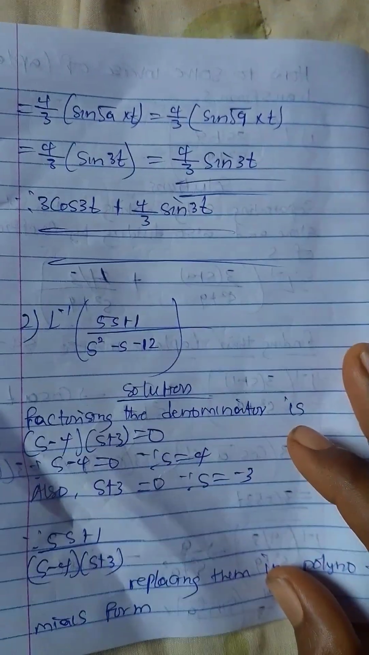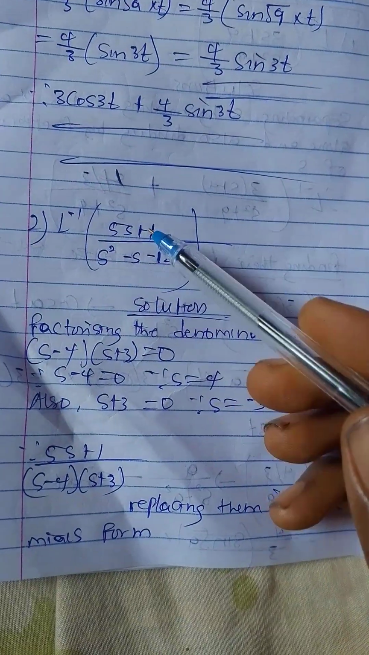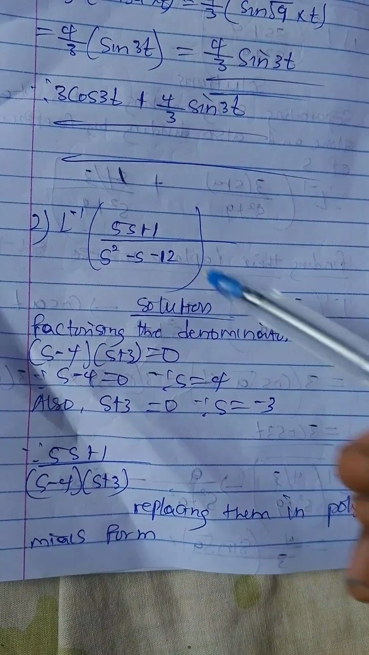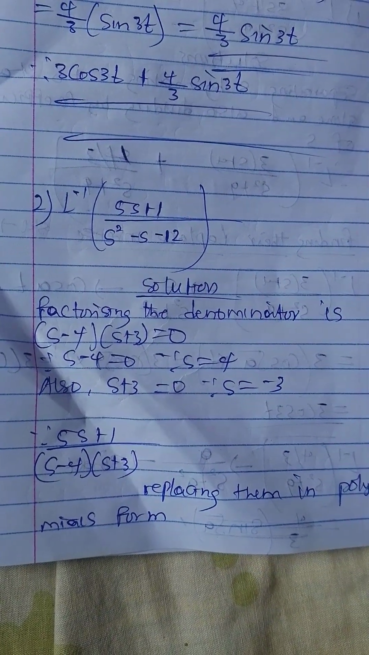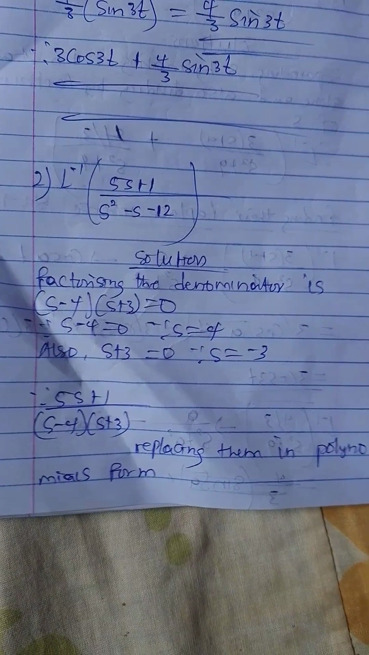So I have question number 2. We have to find the Laplace inverse of 5x plus 1 all over x squared minus x plus 12. Now the first thing to do is to factorize the denominator, okay?